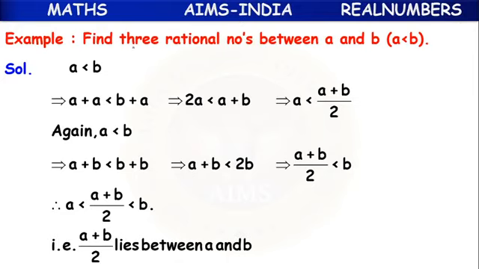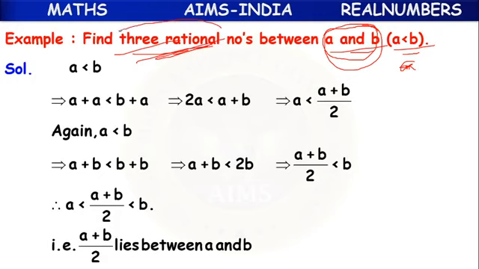In the same way, suppose we have 2 values a and b, where a is less than b. We have to find 3 rational numbers, or insert 3 rational numbers, between a and b. For this we have to follow one method. They have given that a is less than b.